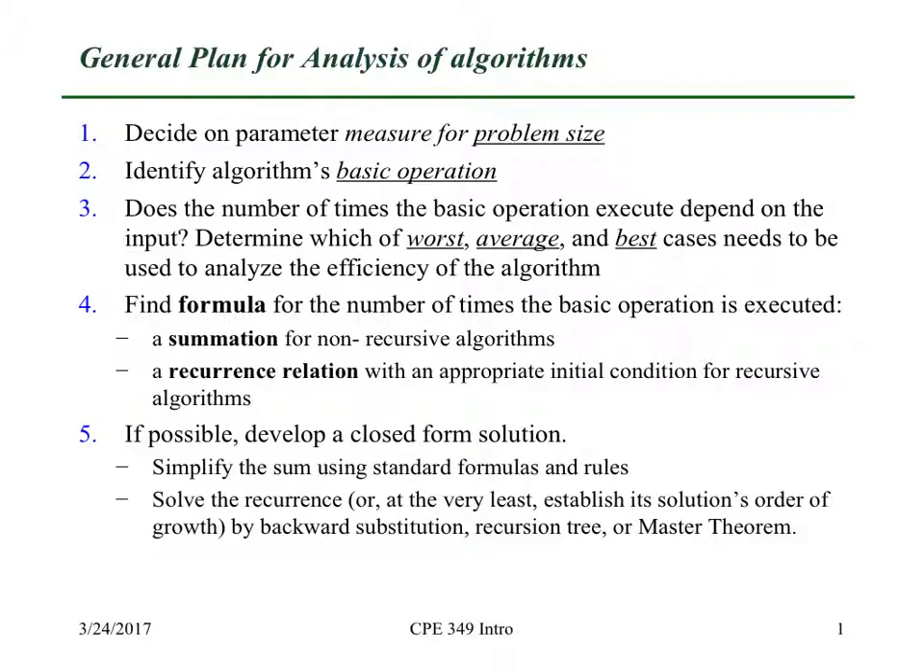And for iterative algorithms, that typically will be a summation of a bunch of numbers. And for a recursive algorithm, it's going to be a recurrence relation. And neither one of those is very helpful in terms of being able to compare the number of operations for one algorithm compared to another algorithm. So the next step is develop what's called a closed form solution, and that is basically just to get a simple formula that tells you the number of instructions that have to be executed. And you will see how to do that both for iterative and for recursive programs.